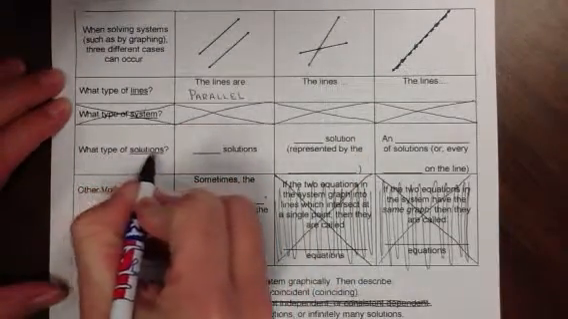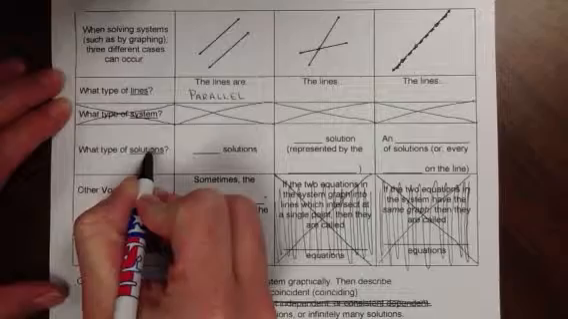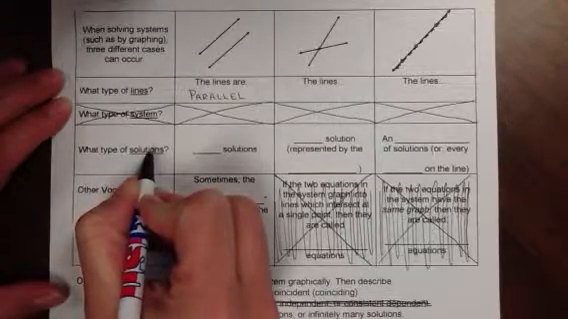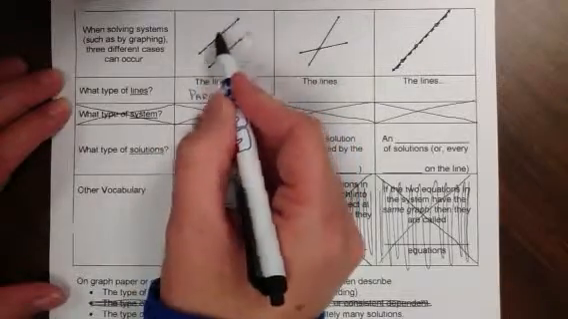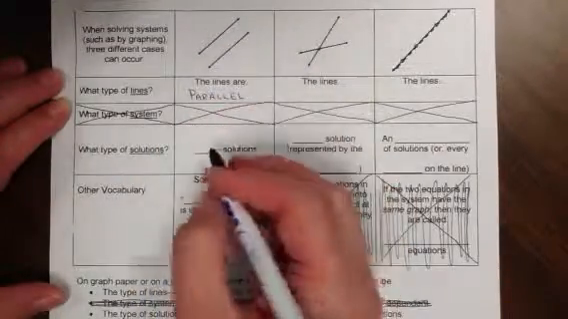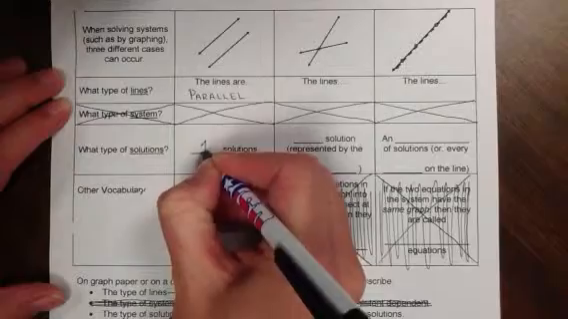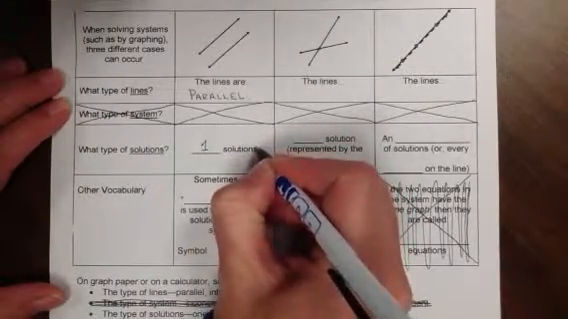And when they are parallel, it says, what type of solutions do we get? Or actually, how many solutions do we get? Well, in this case, we said that the solution is where they intersect. So if they're parallel, they don't intersect, so we really only get one solution. So it's not plural.